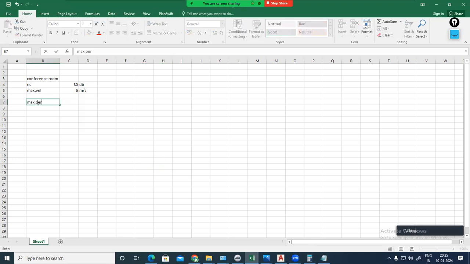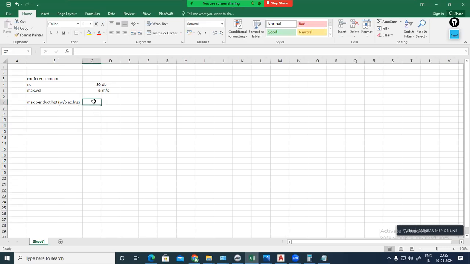Maximum permissible duct height without acoustic lining. Acoustic insulation allowance is also considered. How much is it? 350 mm in my case.